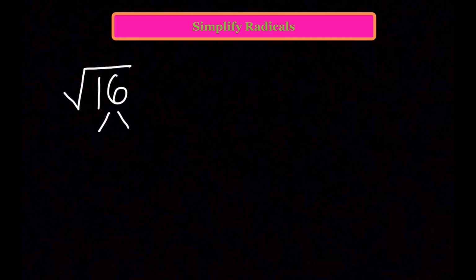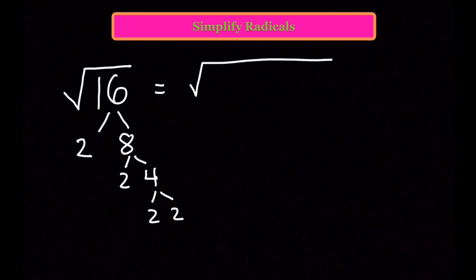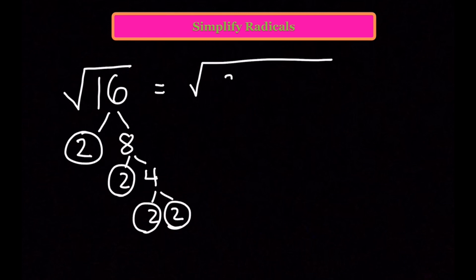Okay, the first thing I'll do to simplify this radical is to factor or list out all the factors of 16. I know that to be 2 times 8. My 2 is a prime number, so that could be left alone, but 8 is not, so I'll keep going. 4 is not, so I'll keep going. So if I were to list out all of the factors horizontally, I've got 2 times 2 times 2 times 2.